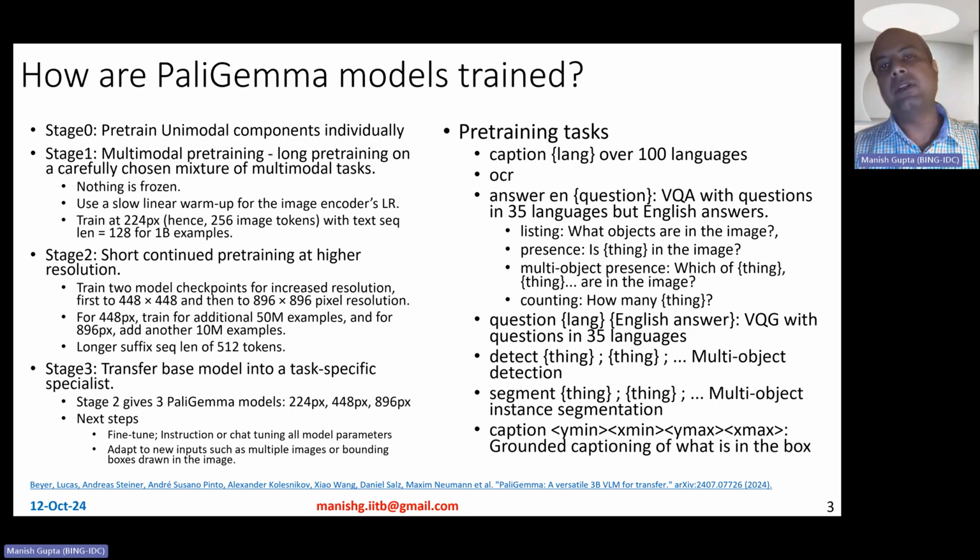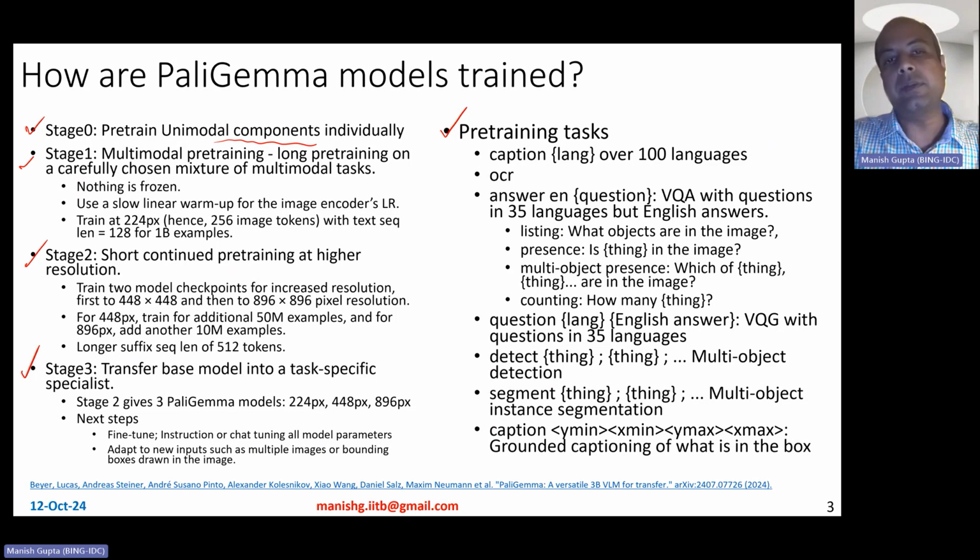So how are PaliGemma models trained? They are trained in 4 stages: stage 0, stage 1, stage 2, and stage 3, using several kinds of pre-training tasks that I'll talk about on the right part of this slide. So stage 0 is a typical unimodal, individual component pre-training. You have the text large language model and you have the image encoder, and you pre-train them individually. That's stage 0. And that's practically already done because you have the SigLIP encoder and you also have the Gemma model pre-trained. So you have it anyway. That's why it's called stage 0.